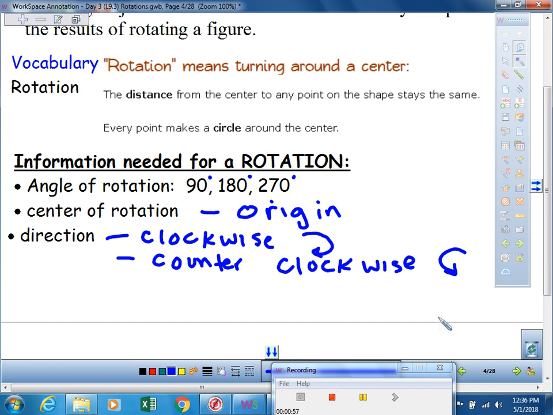And then when you're figuring it out, if it says 270 counterclockwise, you could actually turn your paper 90 clockwise. You're in the same area. So just note that these are the same: 270 clockwise and 90 counterclockwise, or 90 clockwise and 270 counterclockwise, are the same.